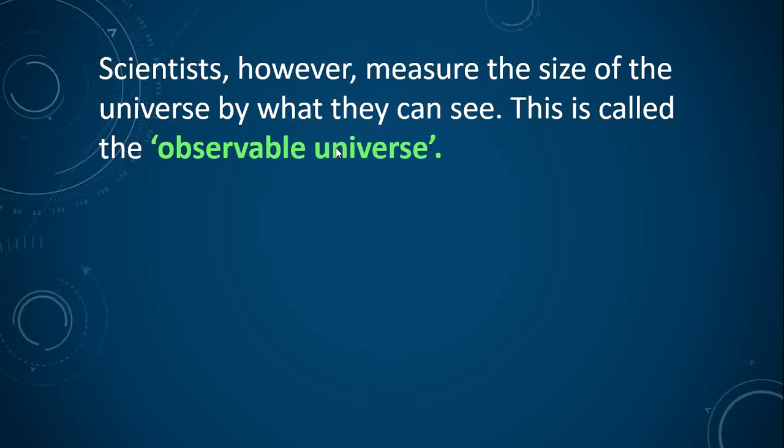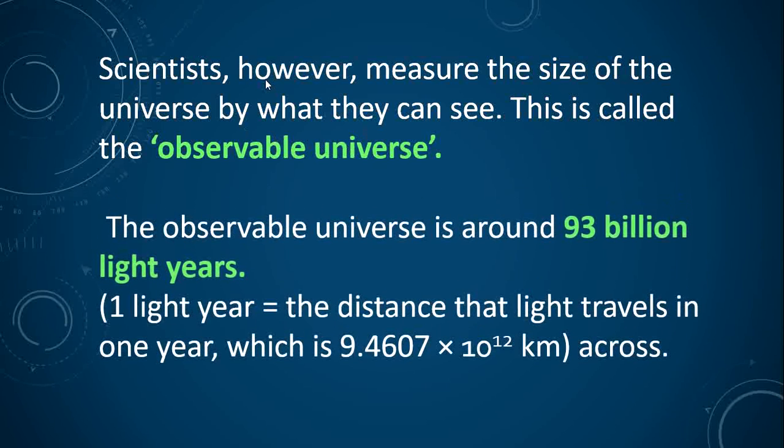It is a spherical region of the universe comprising all matter that can be observed from Earth. What is the meaning for observable universe? It is a spherical region of the universe comprising all matter that can be observed from Earth. The observable universe is around 93 billion light years.